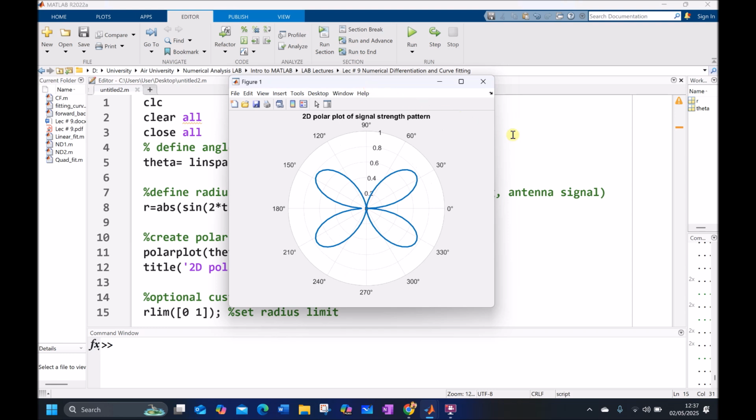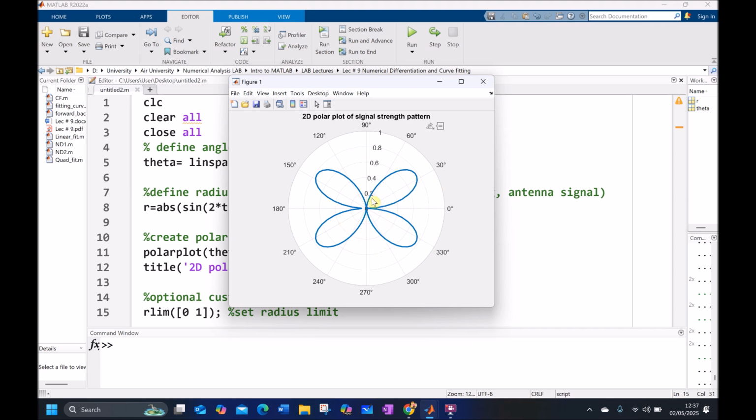Okay, so this is a polar plot that displays how the signal strength changes as a function of the direction. The direction is represented by theta, and the signal strength is represented by radius r. So the result is a lobe pattern, which is common in antenna radiation diagrams and radar systems.